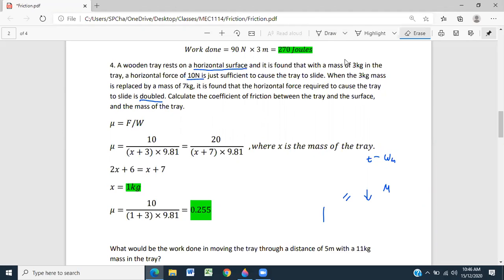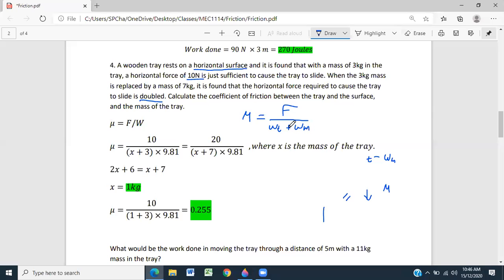So we created a new formula, right? Which is essentially just this formula, F, but we expanded what weight was, right? Weight of tray plus weight of mass. Yeah.